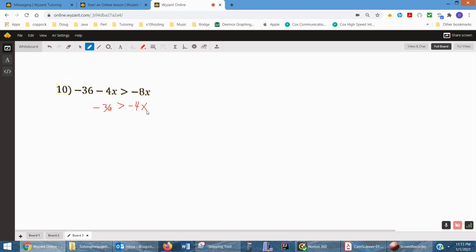Then we divide both sides by negative 4. There's the division. But we remember we divided by a negative number, so this arrow changes direction. So 9 is less than x, or x is greater than 9. You can write it that way. I like to write it finally with the variable on the left side, and that makes it a little easier to figure out how to draw the solution set.